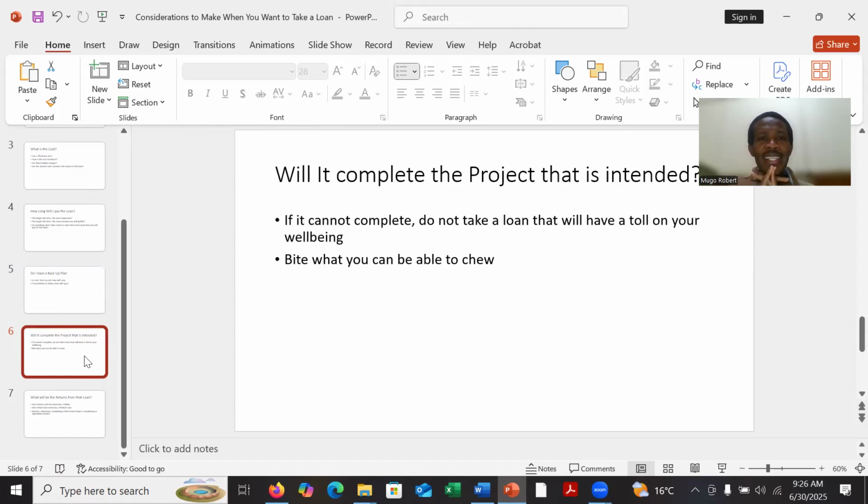If you are taking a loan so that you will stop paying rent and you are unable to complete that house, remember, you will still be paying rent and you will be paying loan interest for that house, and you will still be paying the principal. It will be a double hit on you.